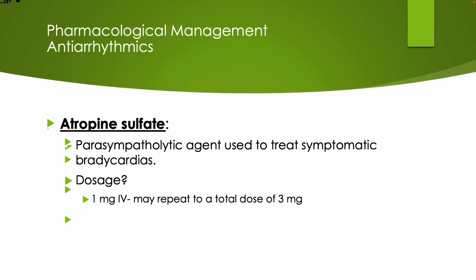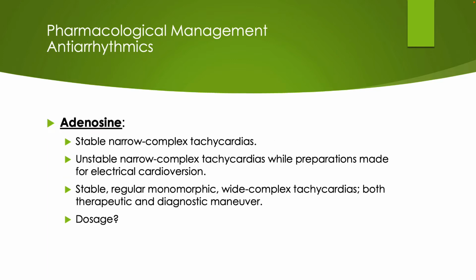Adenosine. Adenosine is used for stable narrow complex tachycardias, SVTs, unstable narrow complex tachycardias while preparations are being made for electrical cardioversion, stable regular monomorphic wide complex tachycardias, both therapeutic and diagnostic maneuver. Our dosage for adenosine is going to be 6 milligrams initially, rapid IV push. Remember, it has a short half-life. Then we're going to follow that with a 20 milliliter flush. Then we can use a second dose if it's refractory to the first dose, 12 milligrams rapid IV push with a 20 milliliter flush.